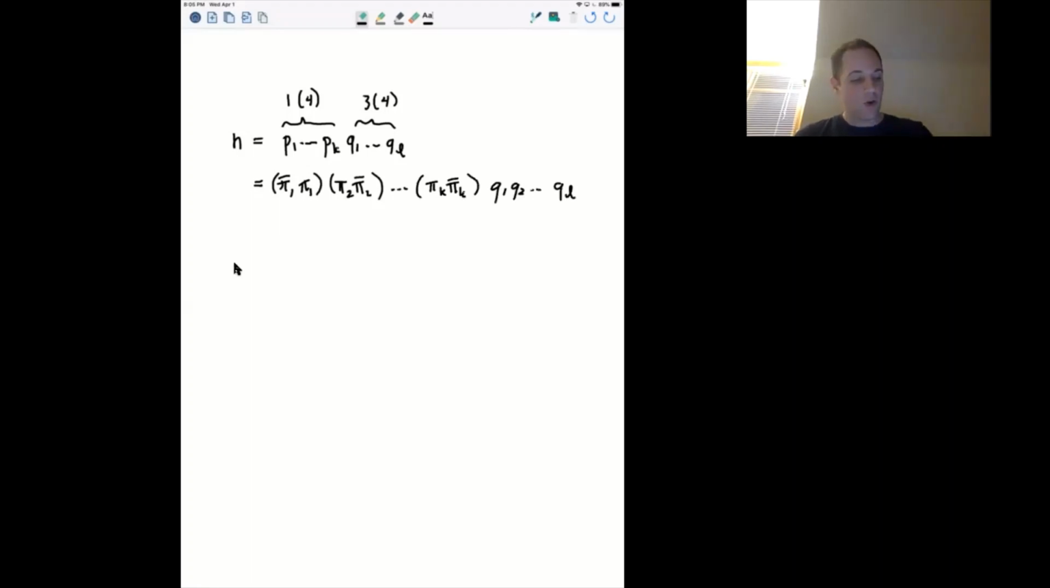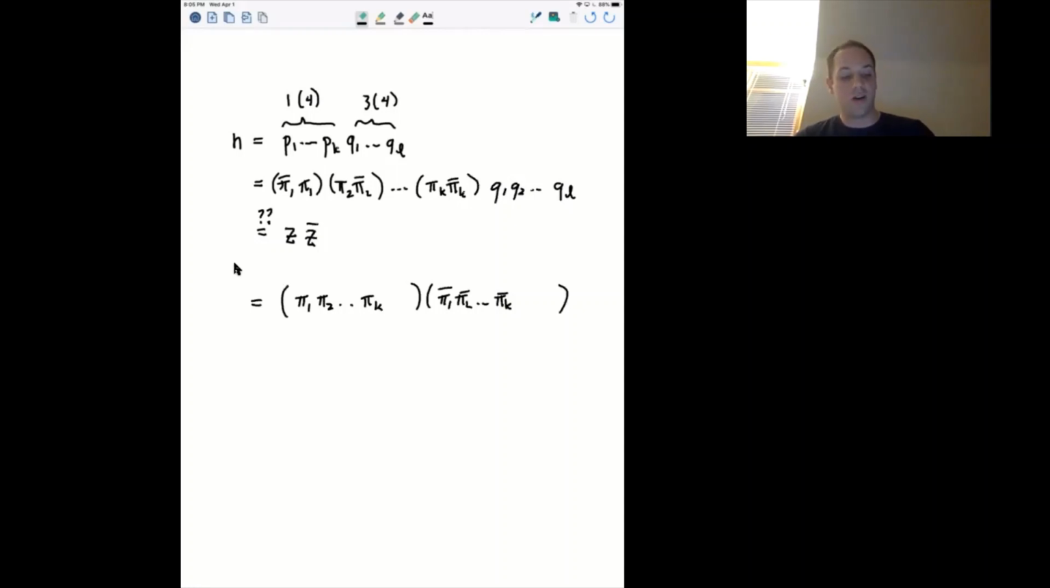And so our original goal was to write n as a sum of two squares. So I wanted to write it as some Gaussian integer z times z bar, right? So how am I going to possibly do this? This is the big question. My only chance of doing this is going to be to group all pi1, pi2 up to pik together, and then pi1 bar, pi2 bar to pik bar together. And then I want to distribute these q's.